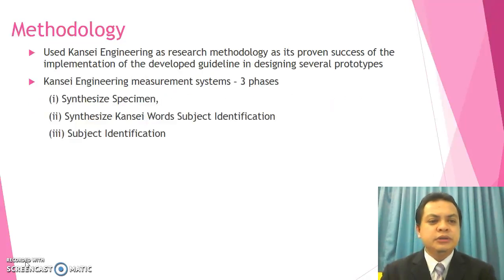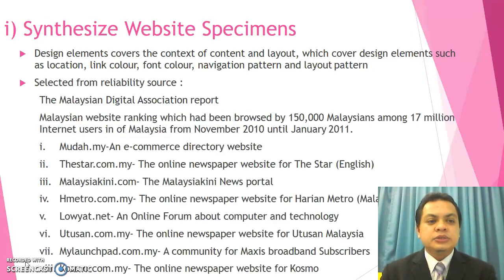For the methodology, we will use Kansei engineering, as it is proven successful in the implementation of designing several prototypes. The Kansei engineering system has three phases. The first one is synthesize specimens, the second is synthesize Kansei words, and the last one is subject identification. So the first one, in this research, the web specimen, we use websites. The design elements cover the design in the context of contents and layouts, such as links, fonts, color, navigation patterns, and layout patterns.